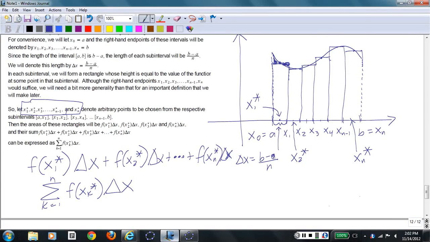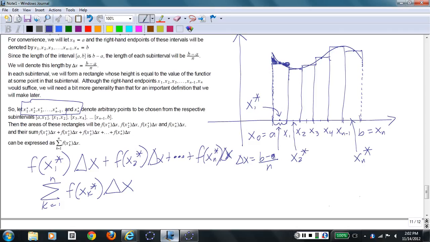Is it possible that n equals 7 or 8 or 9 or 10 might give us a better approximation than n equals 6? If we make the rectangles skinnier, is it possible that if we look at how much we miss it there and how much we miss it there, there'll be less of a disparity between those if the rectangles are skinnier? It turns out to be the case.